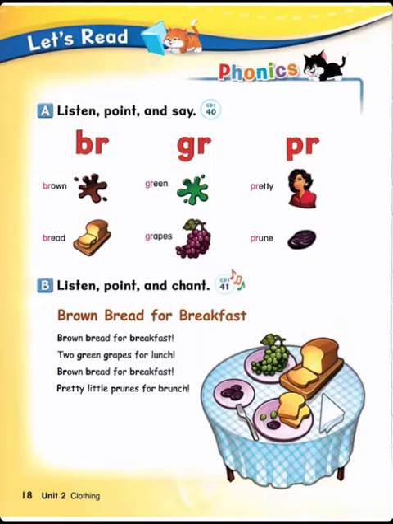Breakfast. Two green grapes for lunch. Brown bread for breakfast. Pretty little prunes for brunch. Brown bread for breakfast. Two green grapes for lunch. Brown bread for breakfast. Pretty little prunes for brunch. Brown bread for breakfast. Two green grapes for lunch. Brown bread for breakfast. Pretty little prunes for brunch. Brown bread for breakfast. Two green grapes for lunch. Brown bread for breakfast. Pretty little prunes for brunch.